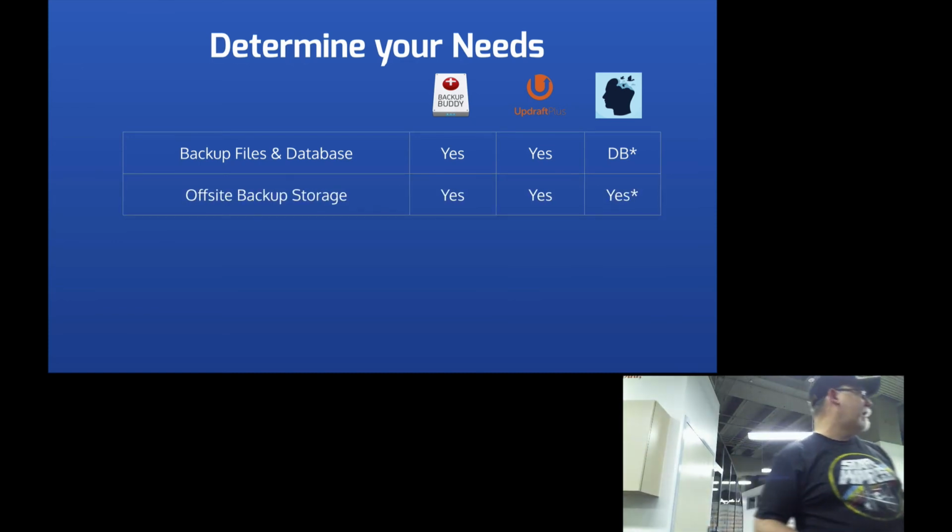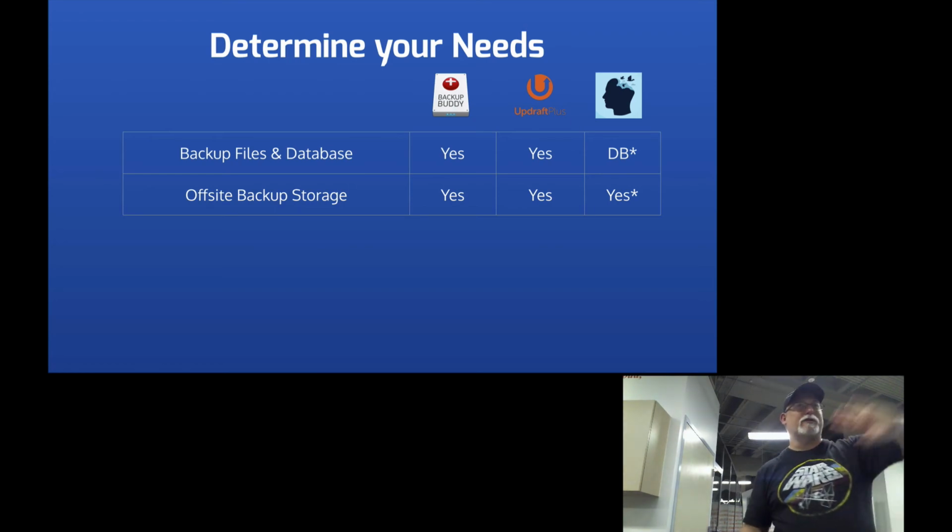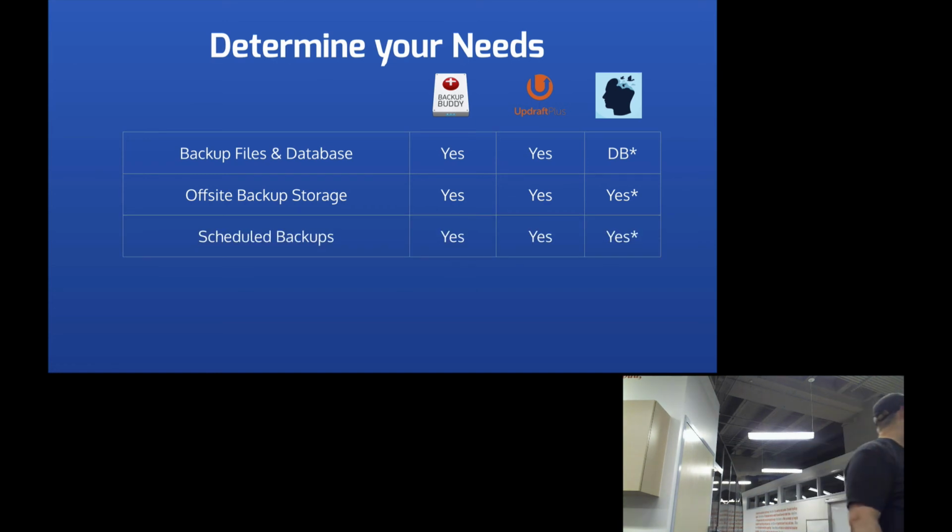Do they have off-site backup storage? Backup Buddy will write to Google Drive, Cloud Drive, Dropbox, and several other locations. Updraft does the same thing. Off-site backup storage in this case is your database, and your off-site backup is actually your local copy. And you can also push it off to another site if you want to.